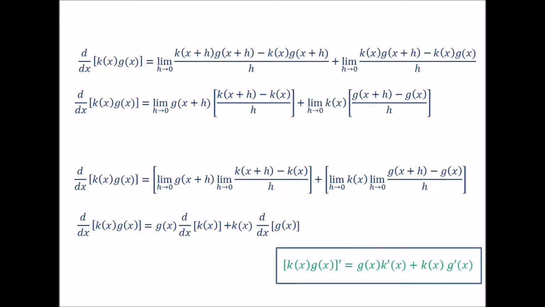And for those of you who might have trouble memorizing this rule, just know that if you let k of x be the first function and g of x be the second function, and you let the derivative be denoted by a letter d, then the derivative is just d equal to first d second plus second d first, or vice versa, second d first plus first d second. I hope that quick mnemonic helps you out. So yeah, there you have the derivation.